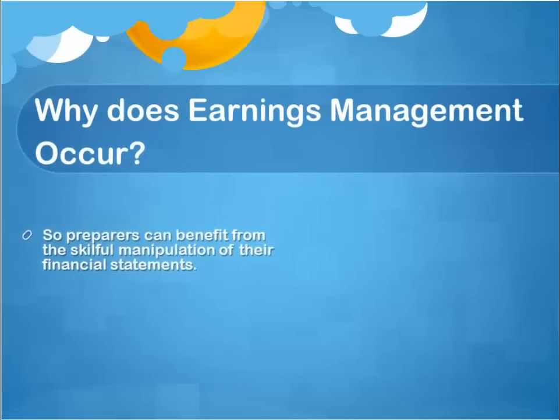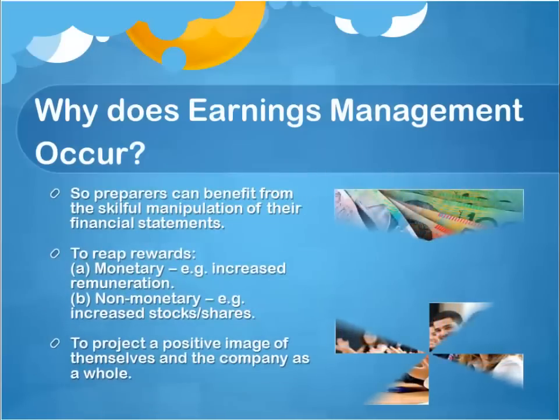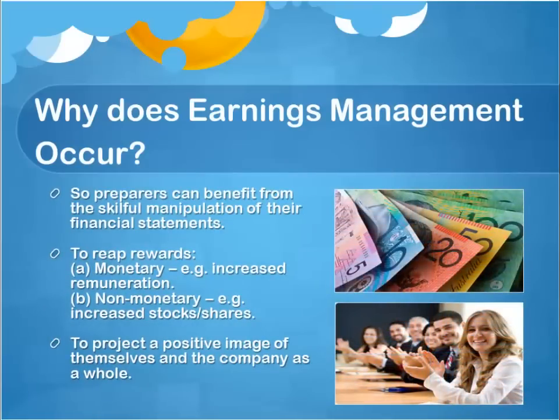So why does earnings management occur, you ask? This type of earnings management occurs so preparers can create and manipulate financial statements to suit their own purposes, when the stakes are high and there are considerable incentives, including both monetary, through increased remuneration, and non-monetary, such as shared bonus schemes. By misrepresenting the figures, executives can not only obtain higher profits, allowing them to increase their bonuses, but it can also project a more positive image of themselves and the company to various stakeholders.